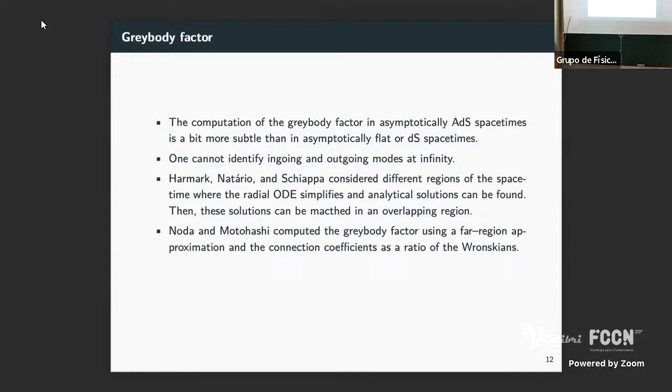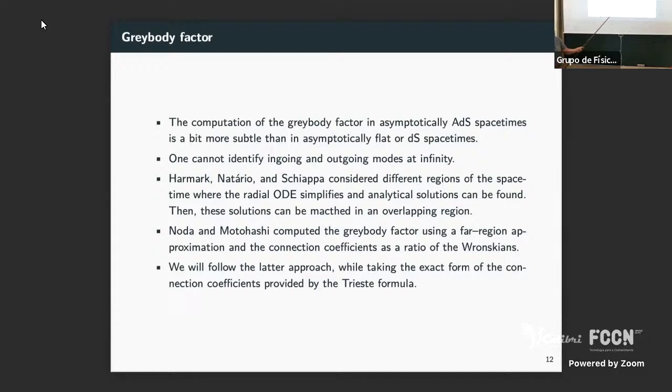Sorry, I'm completely ignorant about this rotational thing. How is the gray body factor related to the Heun equation? I mean, which quantity in Heun corresponds to the gray body factor? I would say that it's related with the Heun equation through the connection coefficients of the Heun equation. So the idea was that instead of using the ratio of the Wronskians, I will use the connection coefficients provided by the formula.